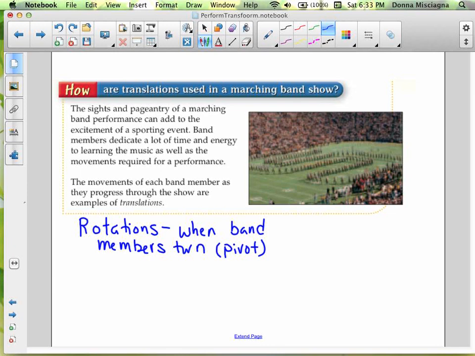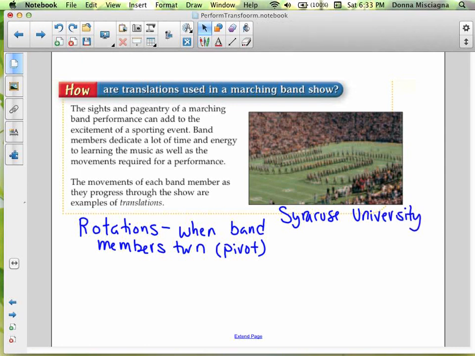Notice, by the way, in the picture there, you can see the marching band members forming an S. What could S stand for? Why, of course, it must stand for Syracuse University. Go Orange.